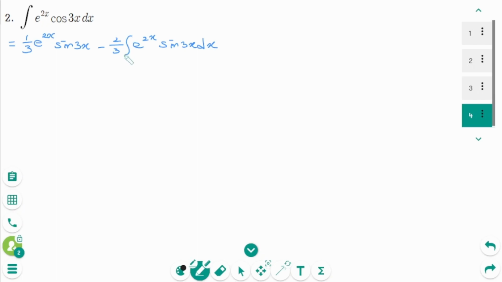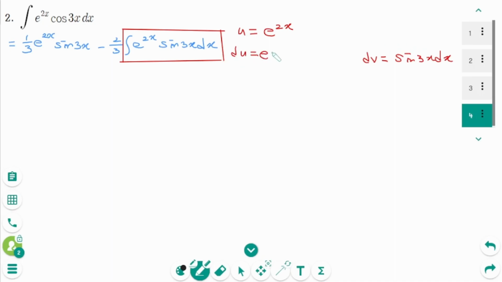Now integrate again using integration by parts. Let new u equal e to the power of 2x, then dv equal sine 3x then dx. Then du equals e to the power of 2x, then 2x prime, then dx. So du equals e to the power of 2x times 2, then dx. Use the formula, the integral of sine x dx equals minus cosine x plus c.